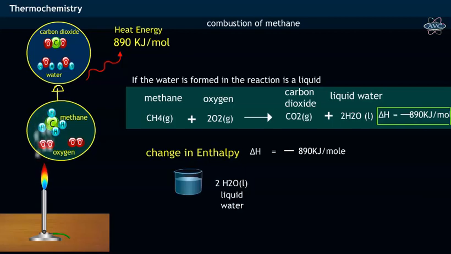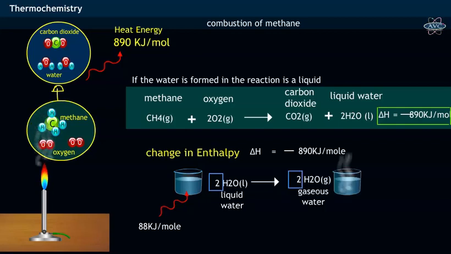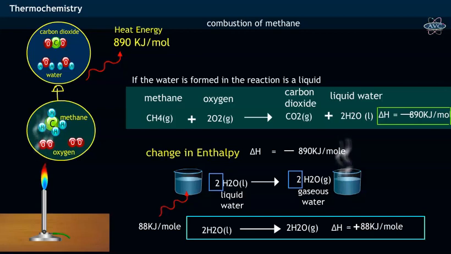This is because an additional energy value equivalent to 88 kilojoules per mole has to be supplied to 2 moles of liquid water in order to get it converted into 2 moles of gaseous water vapor. This may be equated as shown.